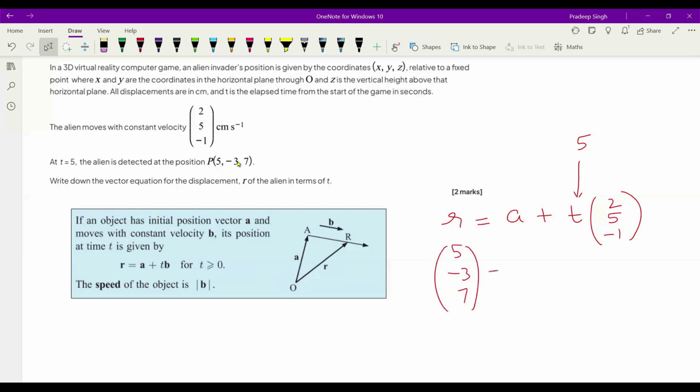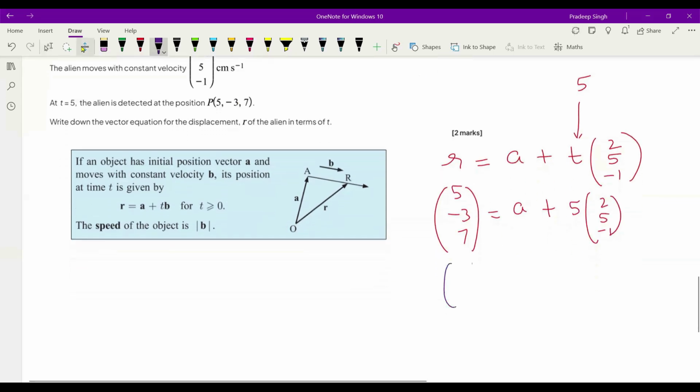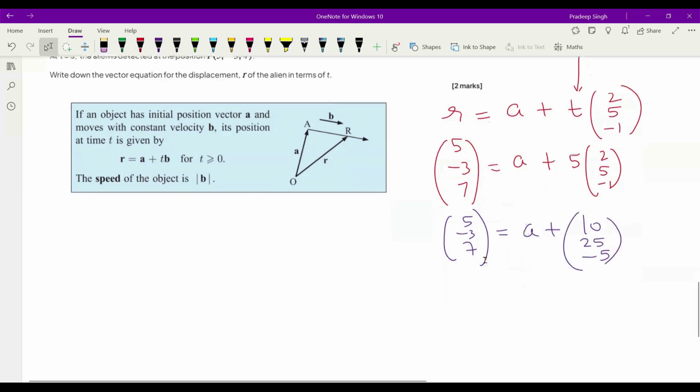So let's put the values in. This will be equal to a plus 5 into 2, 5, and -1. Let's simplify this further. So we'll get 5, -3, 7 equals a plus, then we multiply 5 with all the three components of this vector. So we'll get 10, 25, and -5. Let us make a the subject.